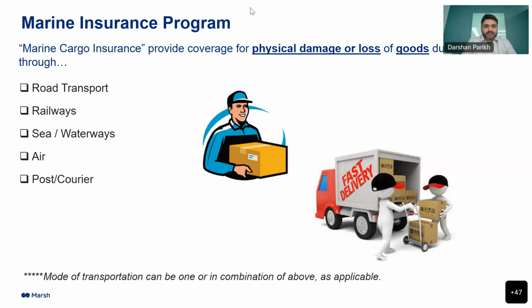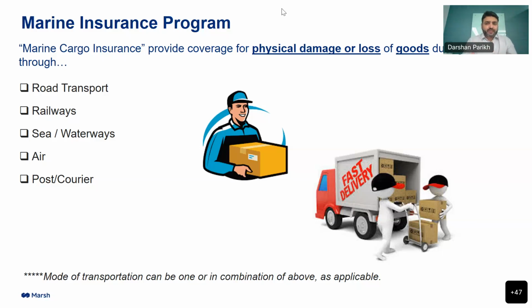So marine cargo is something which provides you coverage for physical loss or damage to your goods during transit. Now, that transit could be road transit, railways, seaways, airways, post, courier, and it could be multimodal together, which is a bit of transportation, then includes a sea journey. So this transit covers you from an end-to-end perspective of your supply chain, depending on your Incoterms.